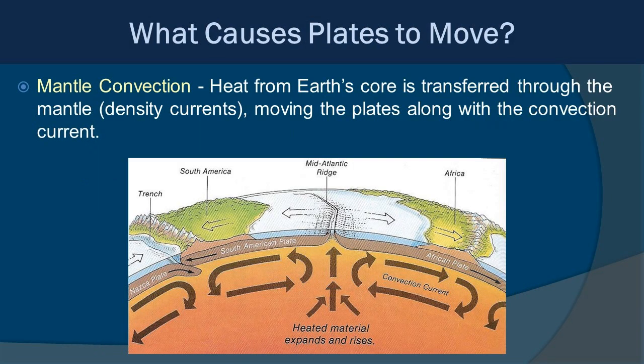Now I'm going to briefly talk about some of the mechanisms, what causes the plates to move. The first idea is what we call mantle convection. This is where heat from Earth's core is transferred through the mantle through density currents, just like a pot of boiling water. And these convection cell currents cause friction on the bottom of the lithospheric plates, causing them to move in one direction or another.